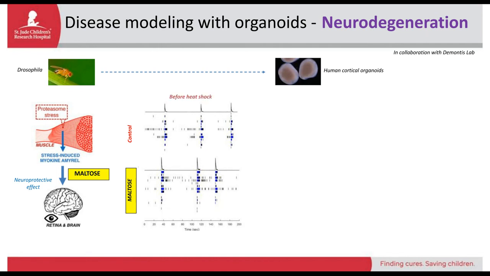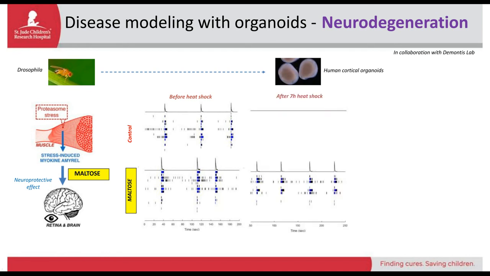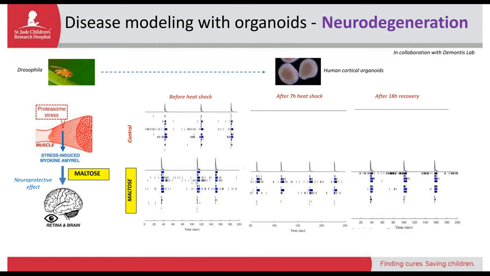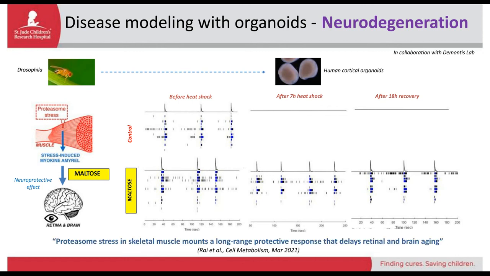Before heat shock, both of these organoids have strong spontaneous network activity. After 7 hours of heat shock, maltose-treated organoids continued to have strong activity, but the activity completely disappeared in the control organoids because of the degeneration induced by the heat shock. And even after 18 hours of recovery following the end of the heat shock, the maltose-treated organoids still have strong spontaneous network activity, whereas the control organoids barely recovered any activity at all. We recently published this work in Cell Metabolism.